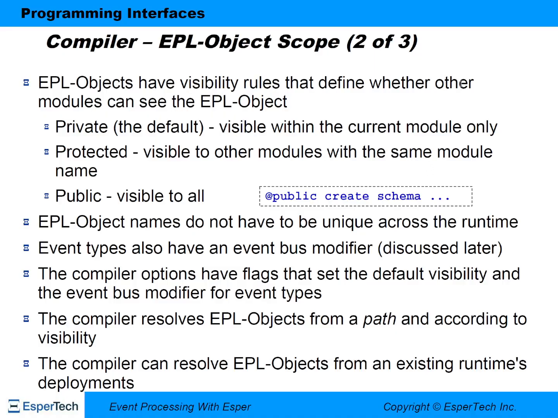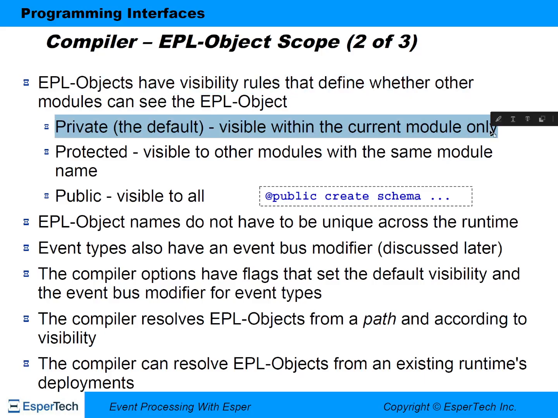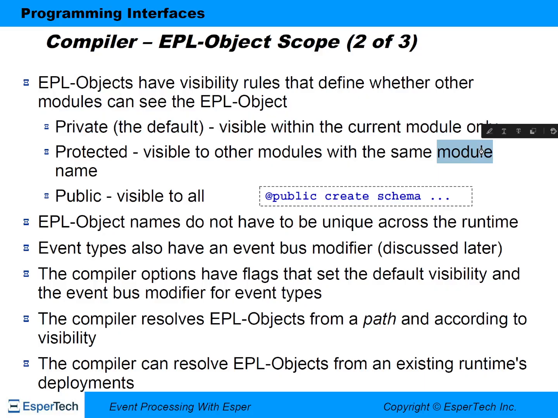EPL objects have visibility rules that define whether other modules can see the EPL object. The private visibility is the default. An EPL object with private visibility is visible within the current module only and is not usable by any other modules. The protected visibility is for use with module names. An EPL object with protected visibility is visible to modules with the same module name only and is not usable by any other modules that do not have the same module name.